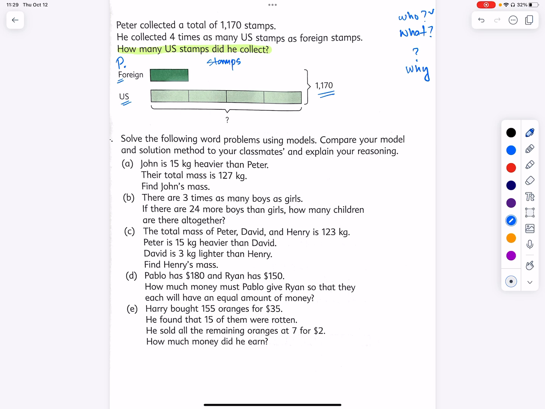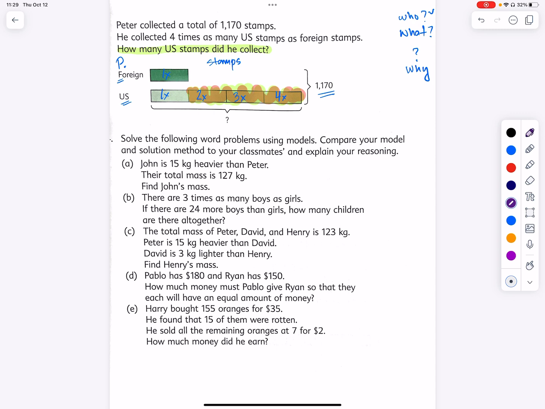What does the problem tell us? He has 4 times as many US stamps. 4 times as many, which means 1 time, 2 times, 3 times, 4 times. If this section was not here, Peter would have equal parts foreign and US, but he doesn't have equal. He has 1 time, 2 times, 3 times, 4 times as many US stamps.